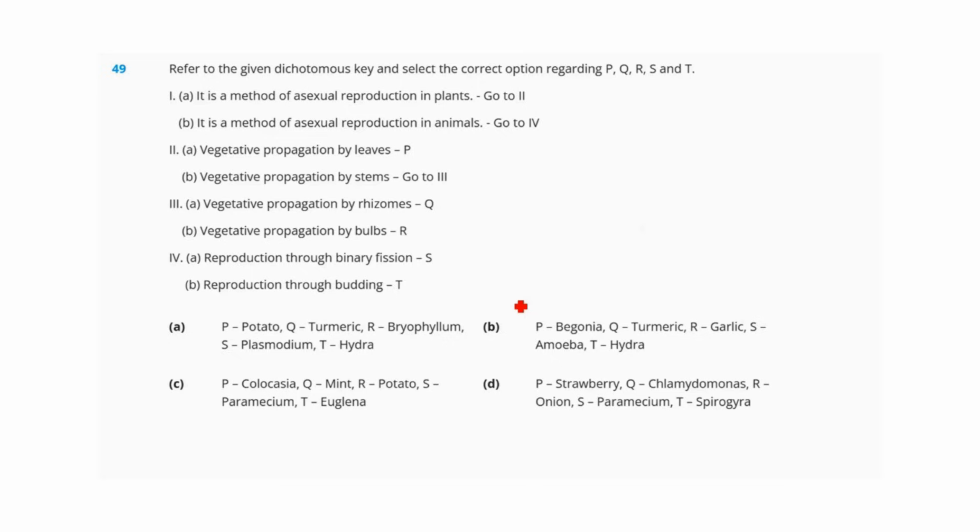Okay. So P, Q, S is done. R. It is a method of asexual reproduction in plants. Go to 2. Vegetative propagation by stem. Go to 3. Vegetative propagation by bulb. Garlic, onion. Okay. R is done. Then last is T. It is a method of asexual reproduction in animals. Reproduction through budding. Hydra. Okay. So here our correct answer should be option number B.